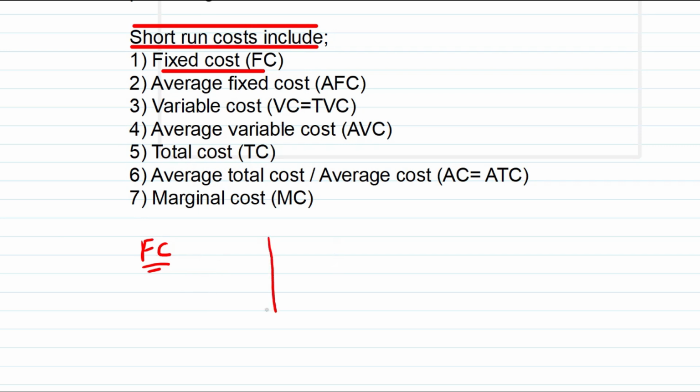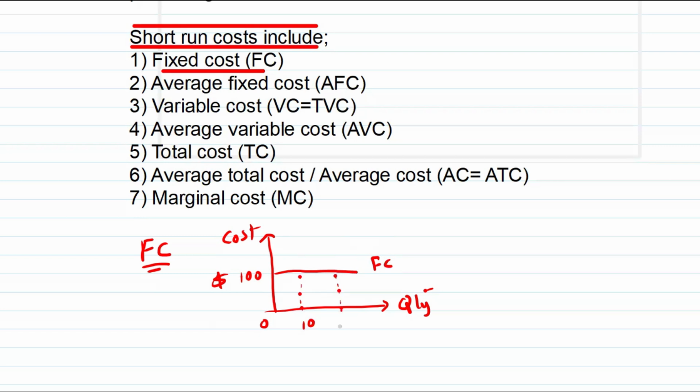If we draw this, we have quantity on X, this is quantity produced, and this is origin point. On Y we have cost. Its graph will be a horizontal straight line like this. So let's say we have to pay $100 fixed cost. Whatever output we produce, if we produce 100 units, or if we produce 10 units, we have to pay the same cost, that is $100. So fixed cost is the cost that does not change with the change in output.